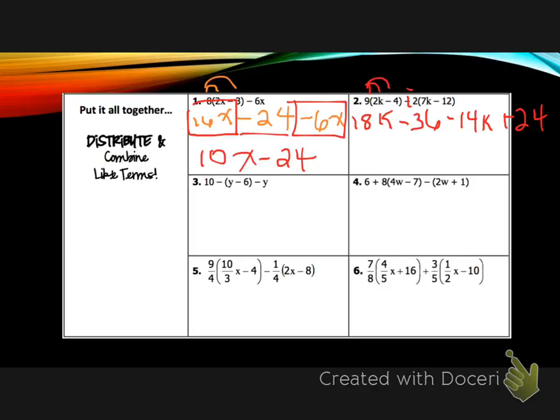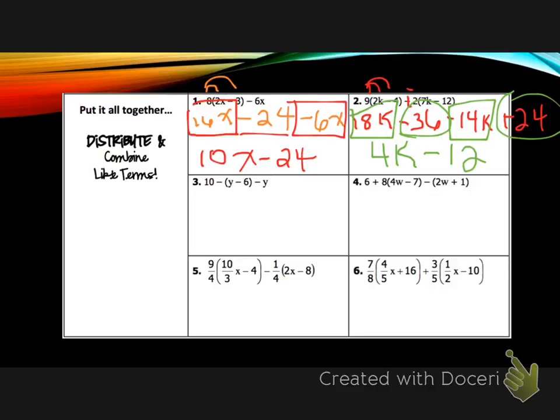So when we're looking at combining like terms, we got an 18k, and we got a minus 14k. So that's going to leave us with just 4k. And then we've got minus 36 plus 24, which is going to leave us with minus 12.